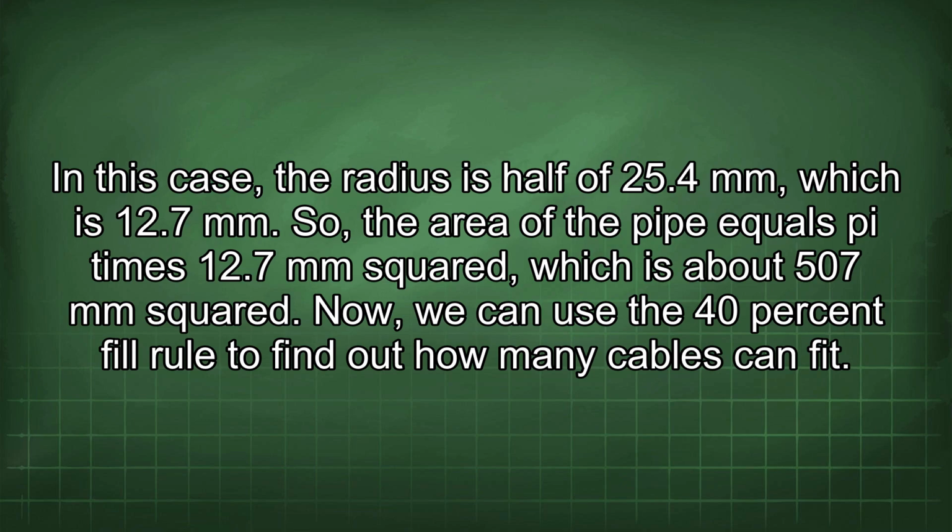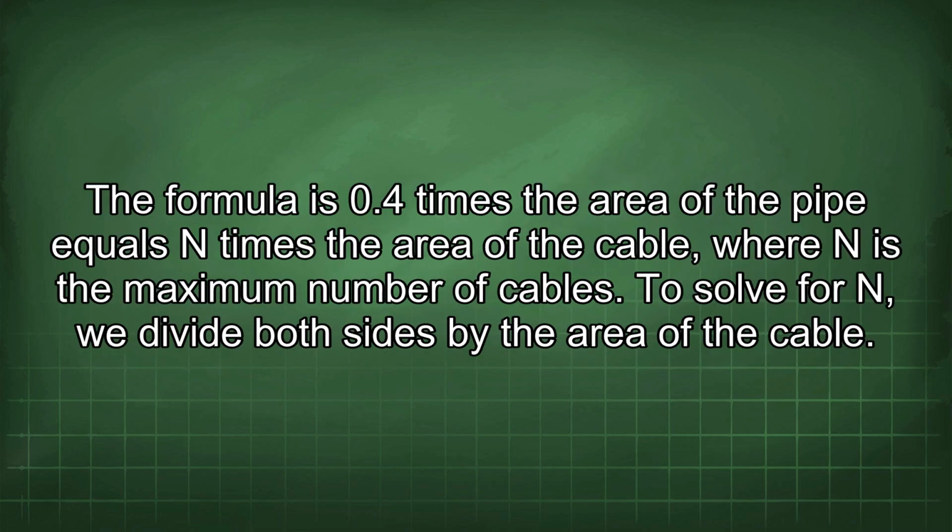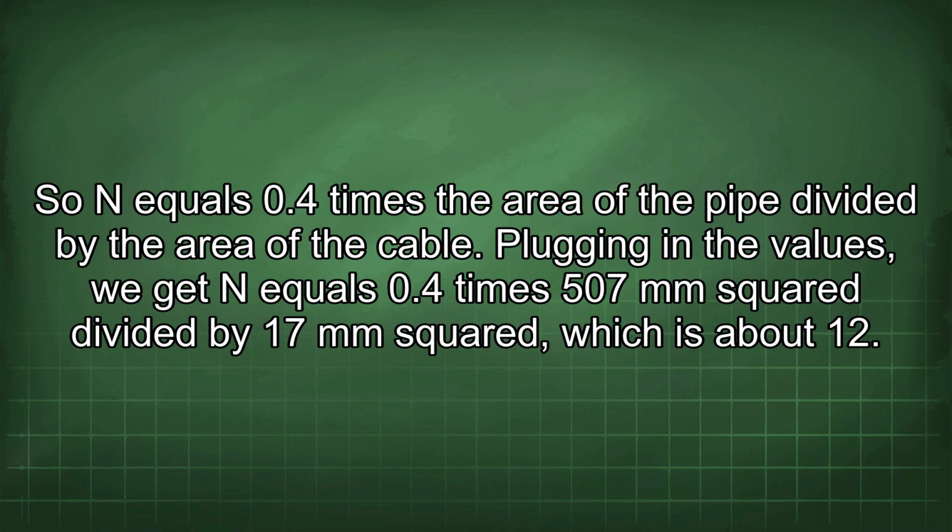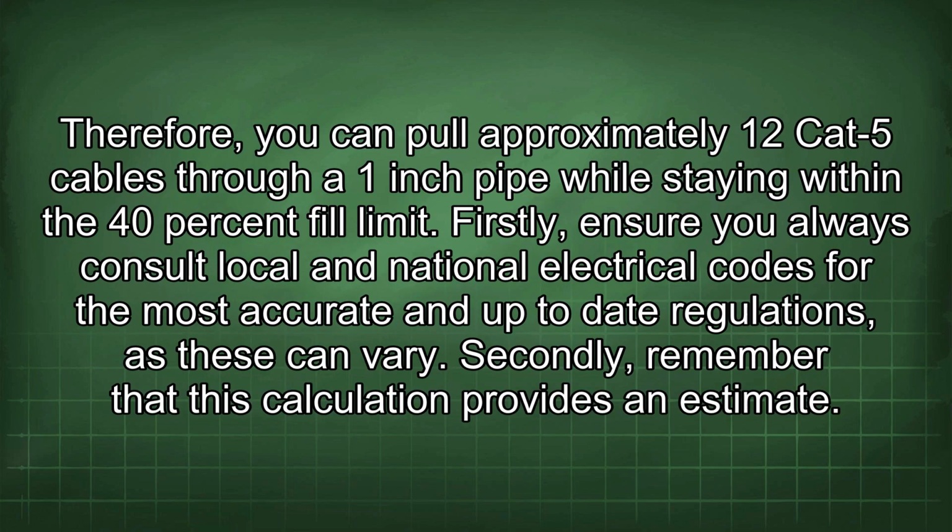Now, we can use the 40% fill rule to find out how many cables can fit. The formula is 0.4 times the area of the pipe equals n times the area of the cable, where n is the maximum number of cables. To solve for n, we divide both sides by the area of the cable. So n equals 0.4 times the area of the pipe divided by the area of the cable. Plugging in the values, we get n equals 0.4 times 507 mm squared divided by 17 mm squared, which is about 12. Therefore, you can pull approximately 12 Cat-5 cables through a 1-inch pipe while staying within the 40% fill limit.